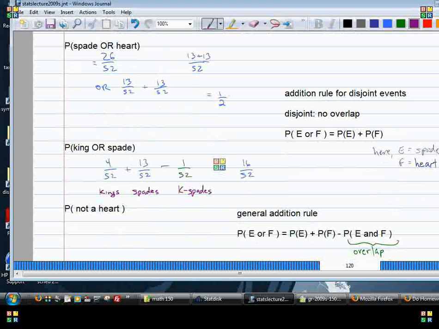Okay. You dig? Alright. Now just a quick comment. Why didn't we have to do this in the previous problem, probability of spades or hearts?